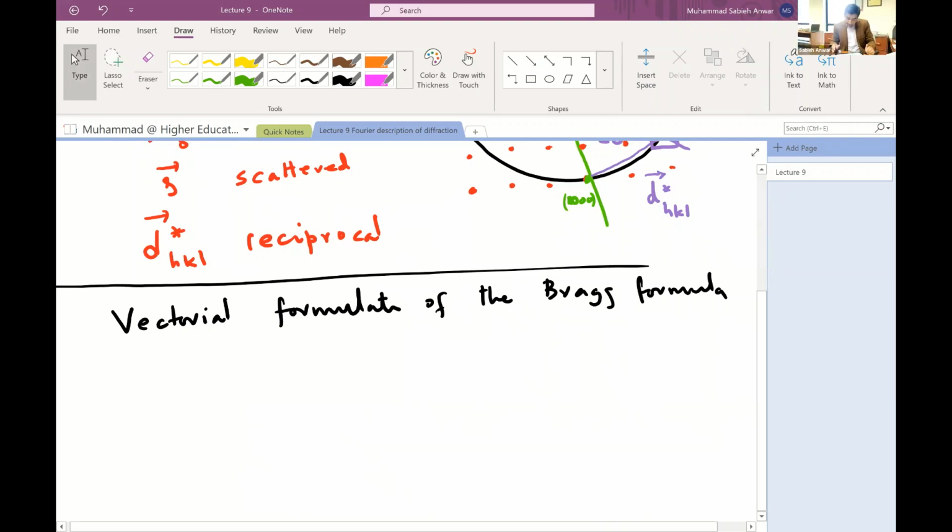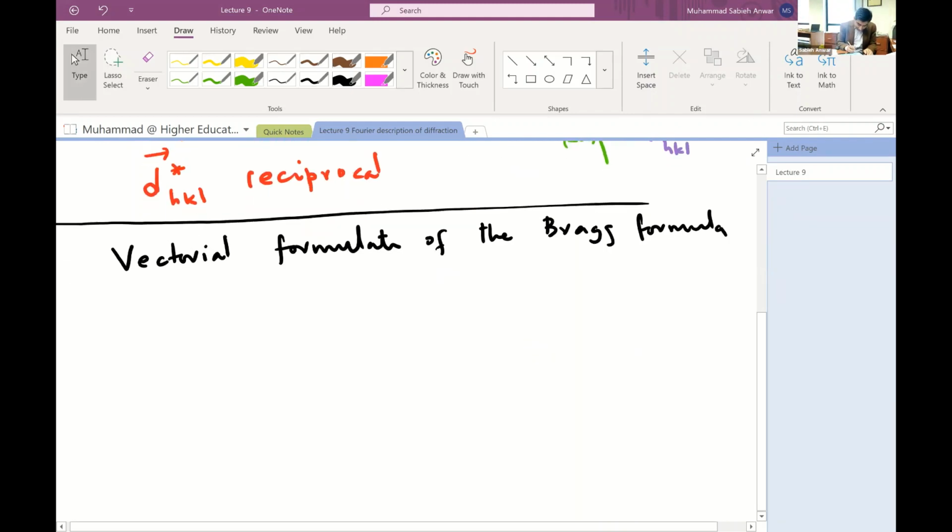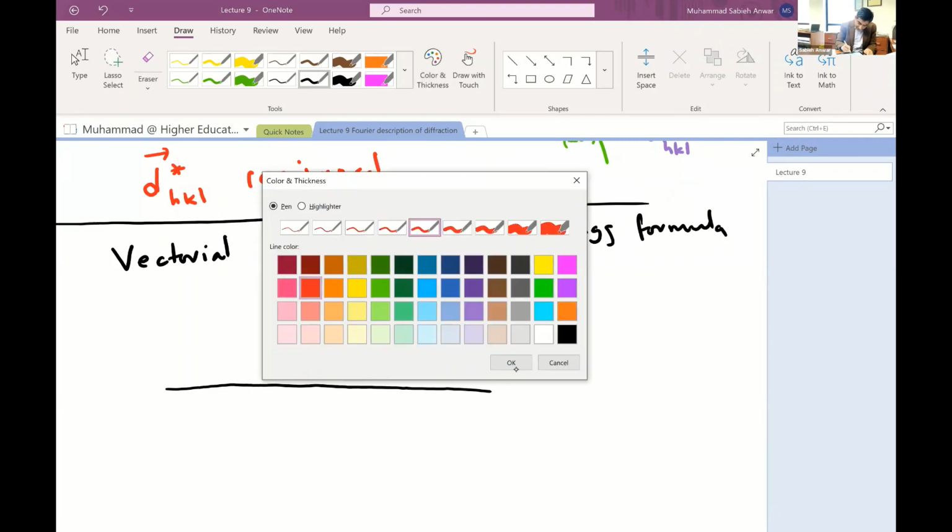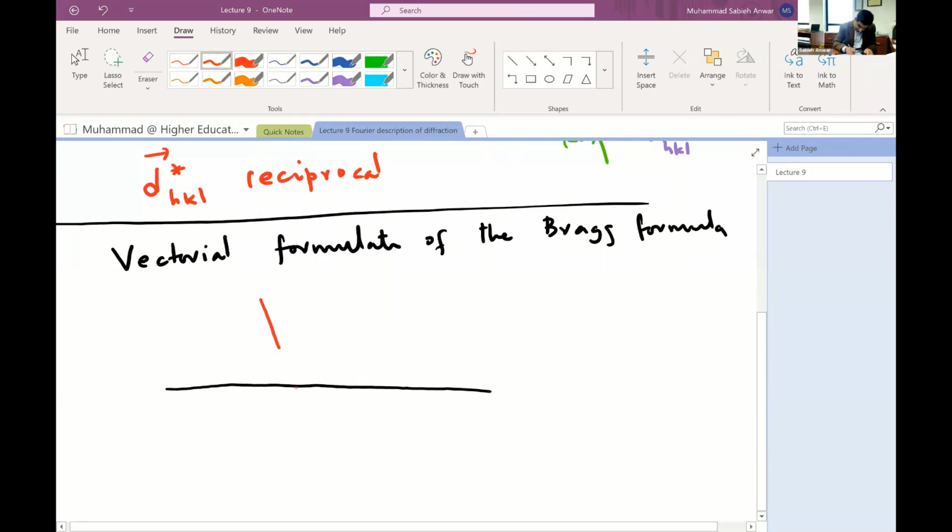So let me draw a particular construction here. I have a plane of atoms and an X-ray comes in, and there is a vector corresponding to the incident X-rays, S naught, and remember it's a unit vector.